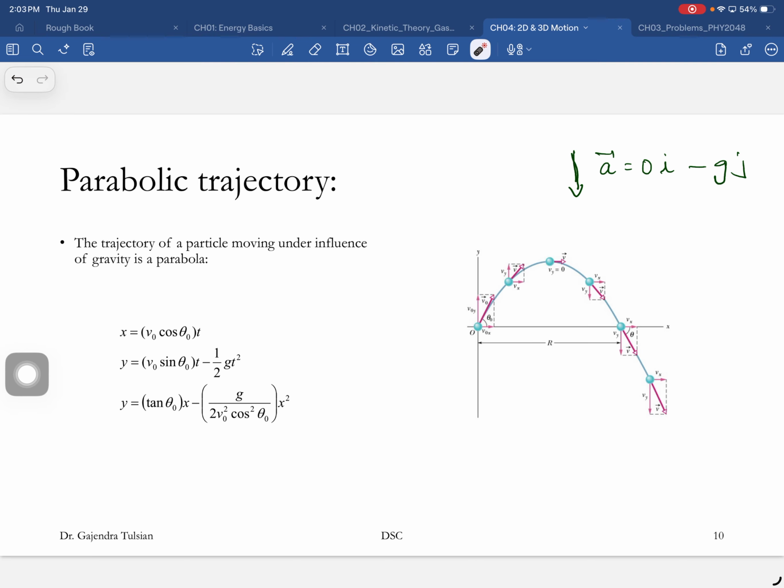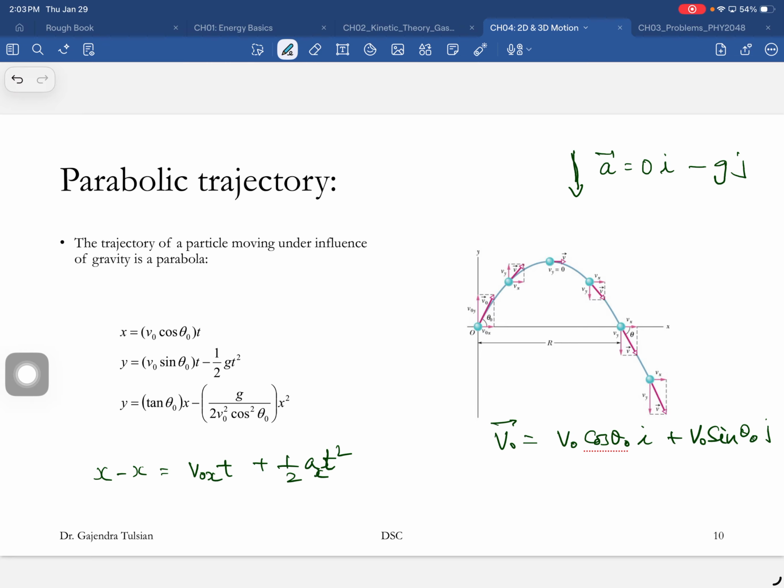And let's write the y coordinate at that point. y minus y naught equals v naught y t plus 1/2 a y t squared. Again, we're tossing it from the origin, so y naught is 0. So y equals v naught y t, where v naught y is the initial y component of the velocity, and the y component of the acceleration is minus g.